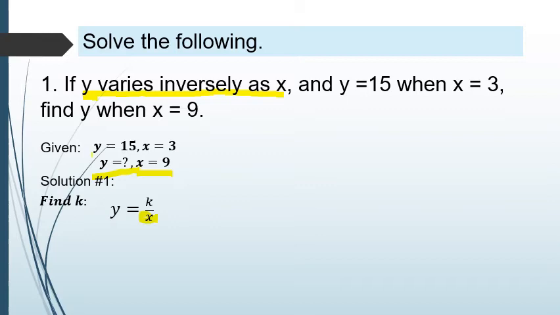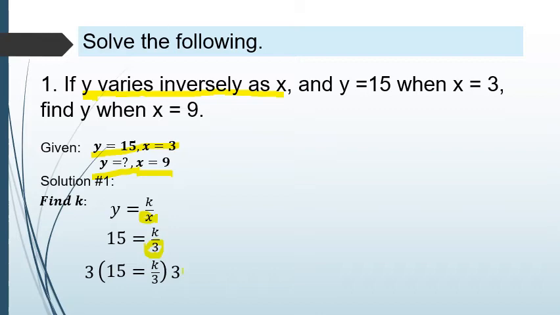Ngayon, gamitin natin yung unang given. I-substitute natin or palitan natin ang y ng 15 at ang x ng 3. Magkakaroon tayo ng 15 equals k over 3. Para mawala yung 3 dito, kailangan natin i-multiply both side ng 3. Okay. So, magkakaroon tayo ng 3 times 15 equals k over 3 times 3.